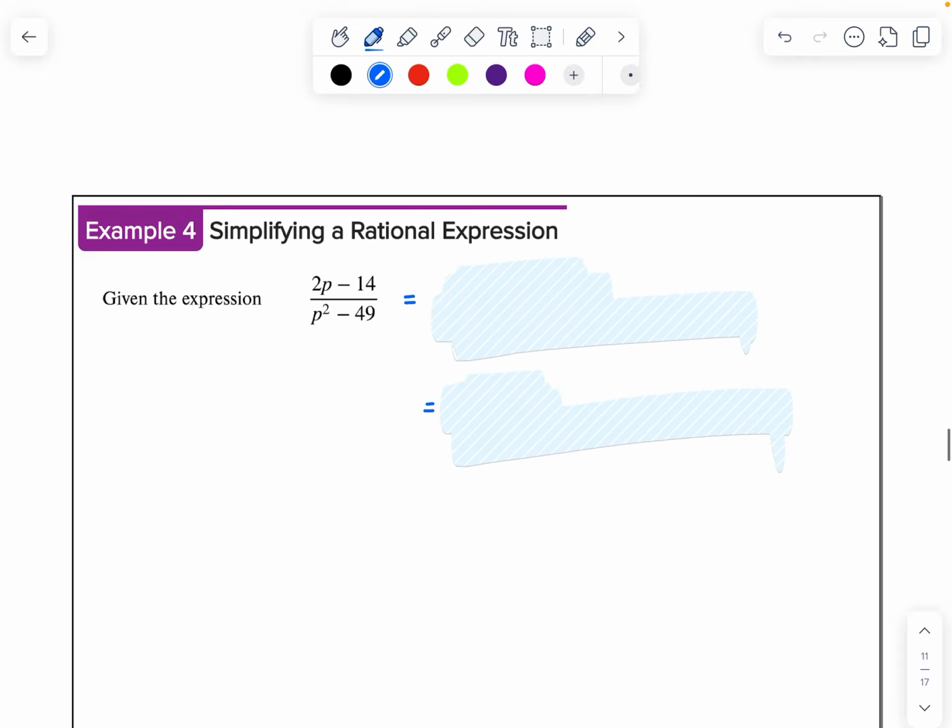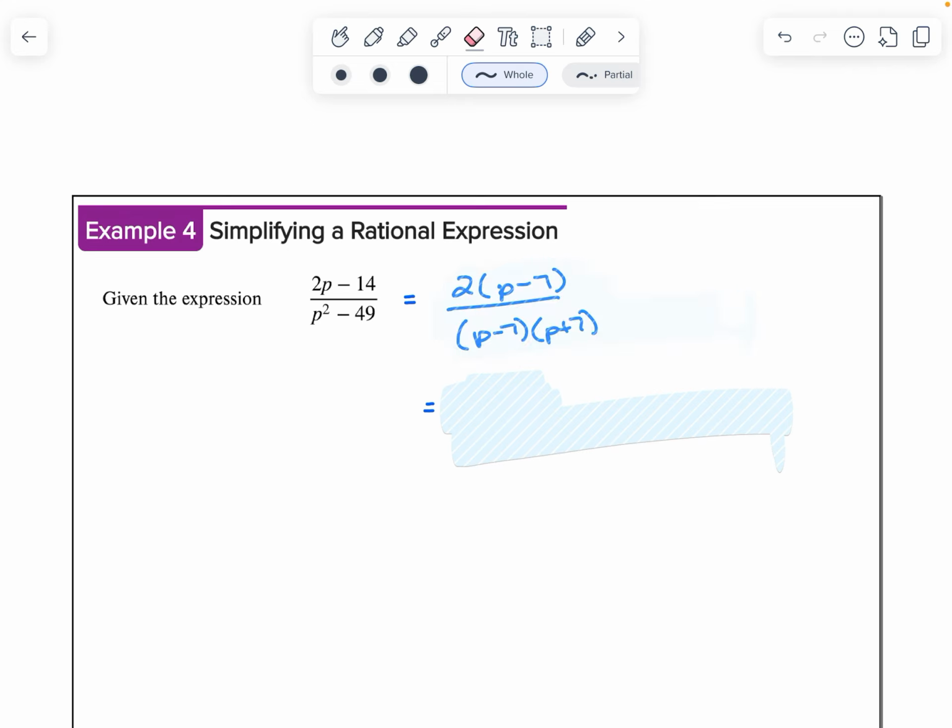Try this one. Very similar to the last one. You could factor the top by GCF, the bottom by difference of squares. Notice you have a p minus 7 top and bottom that you can divide away. You'd be left with just 2 over p plus 7. Those two divide away to 1.